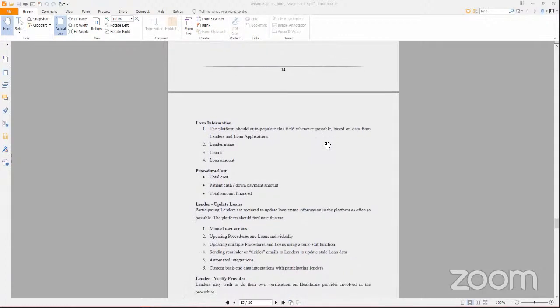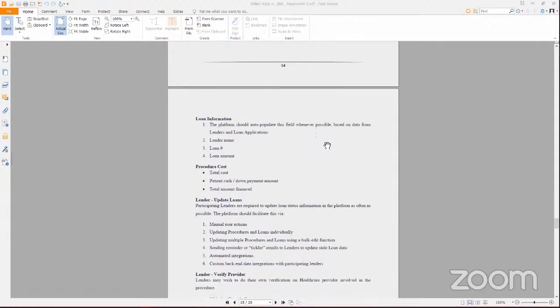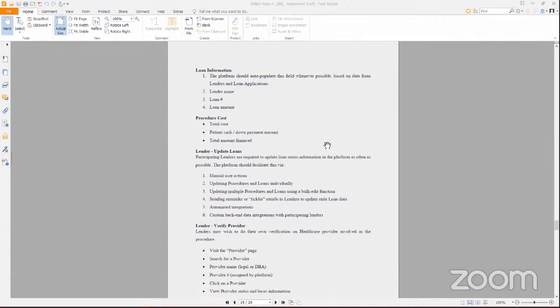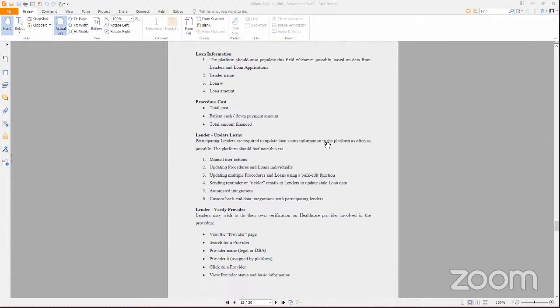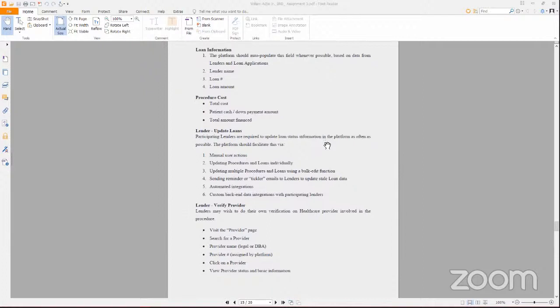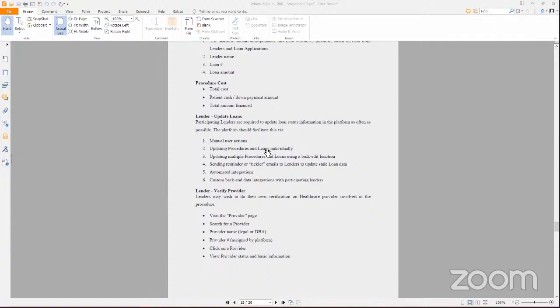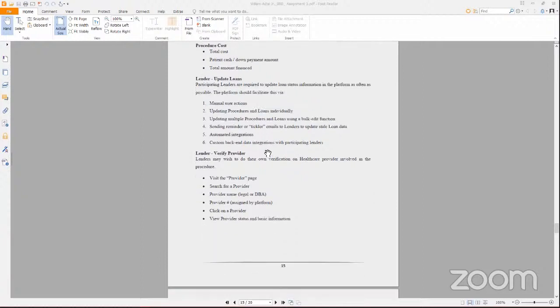We have the loan information here too, where the platform should auto-populate this field whenever possible based on data from the lenders and the loan application. We have the procedure cost here and the total cost, the patient's down payment amount, the total amount also financed must also be a feature on the platform. Then the lender updates loans, where the participating lenders are required to update loan status information in the platform as often as possible.